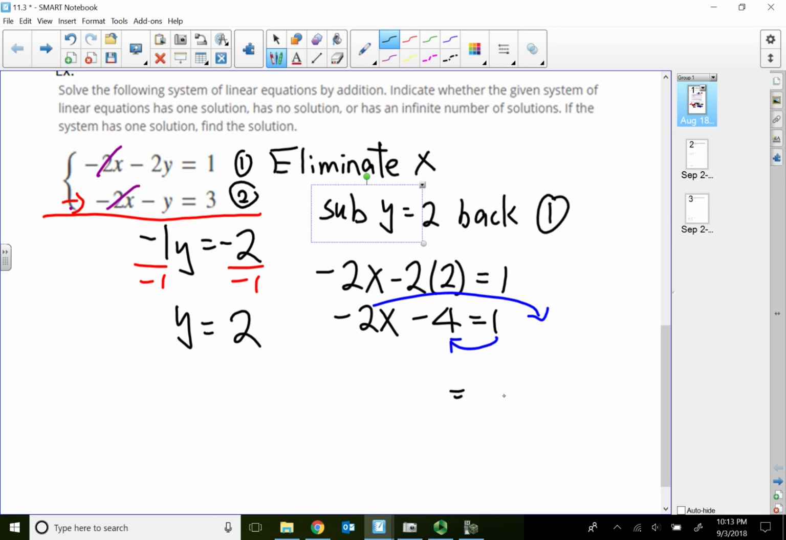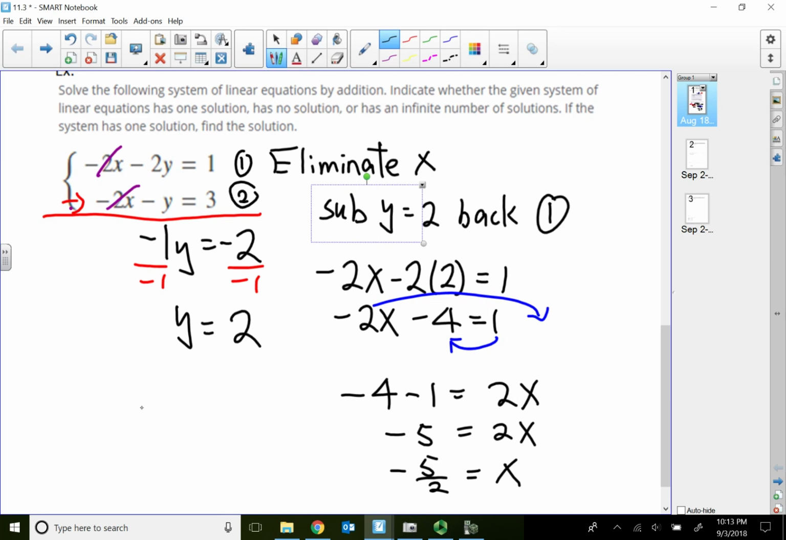So negative 2x comes to the right, becomes positive. On the left side, negative 4 is still negative 4. Positive 1 comes over, becomes negative. So I get 2x equal to negative 5. Divide both sides by 2. My answer, x equals negative 5 over 2.